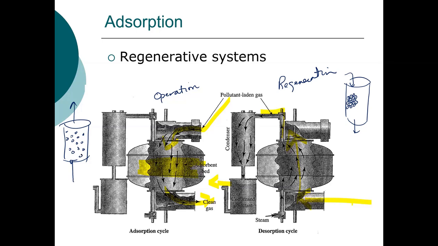Which one you use really depends on the pollutant, the recovery requirements, and also on the properties of the gas. So for instance, if you have particulates in the gas, you can still use a fluidized bed because you're not going to get clogging. If you have particulates and you're using a fixed bed, you're going to have clogging.